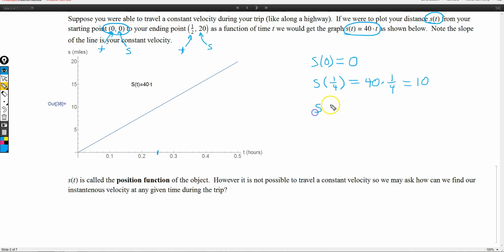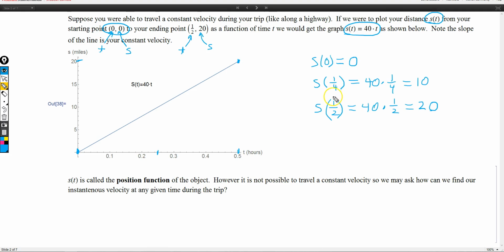Also notice S of 1/2, that's 40 times 1/2, and that of course is 20. And so in half an hour, you are 20 miles from your starting location, or you're at the mall, right? So right here, in half an hour, you go up and over, and you are 20 miles from your starting location. So that point right there is your starting location on the graph, and that point right there represents your ending point.